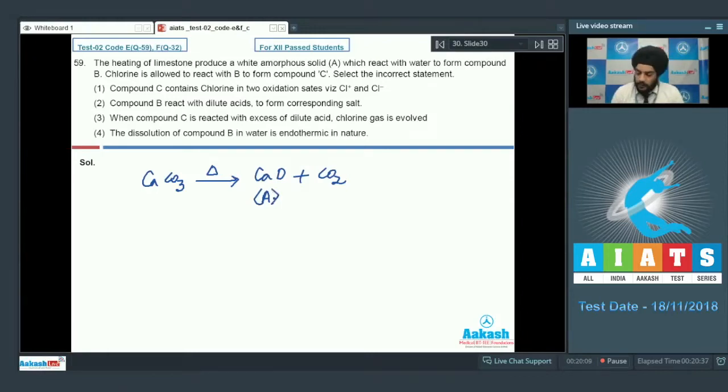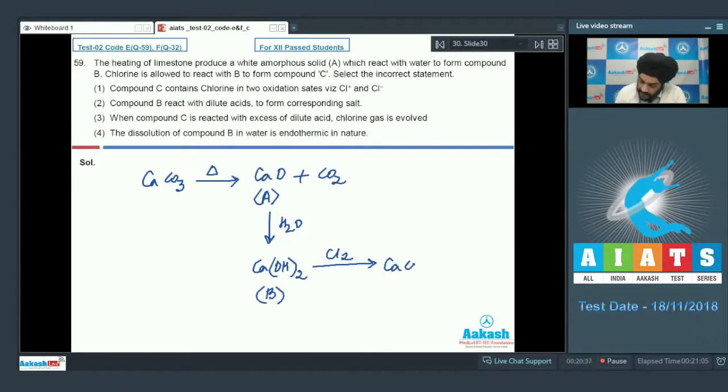which react with water to form a compound B. So CaO, when it is allowed to react with water, it forms Ca(OH)2, which is white and which is the compound B. Now Cl2 is allowed to react with B to form compound C. So when Cl2 is allowed to react with calcium hydroxide, we know that we get bleaching powder.